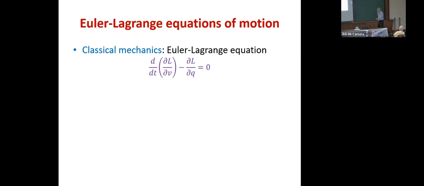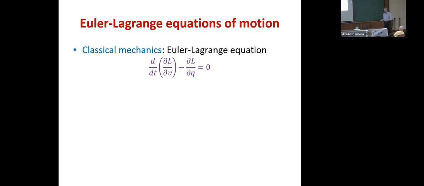Okay, before we go to gauge symmetries, let me just remind you of the Euler-Lagrange equation of motion in classical mechanics. You have a Lagrangian L, and if you have a variable q, which is the generalized coordinate, then you get the Euler-Lagrange equation: d/dt of ∂L/∂q̇, if you like Goldstein, minus ∂L/∂q equals 0.